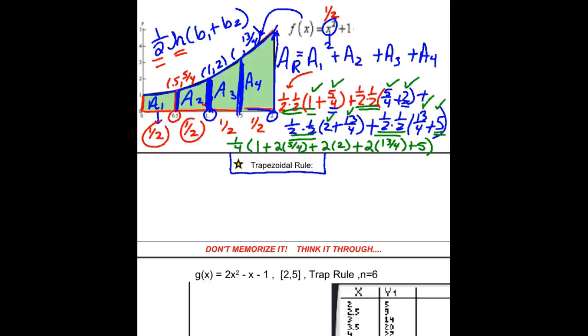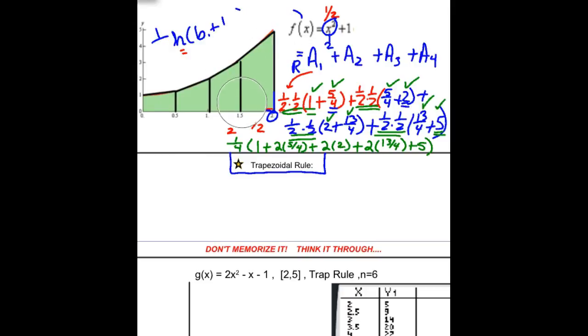Let's take a look at how that makes sense up on this picture, which is getting to be a mess, so I'm going to erase some of this stuff. Notice graphically, this is only the base of one of the triangles.